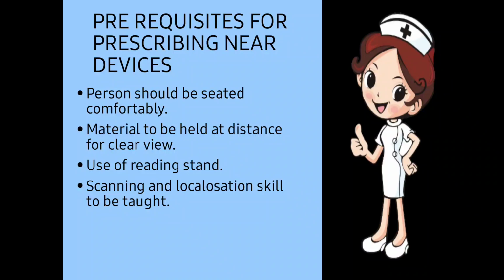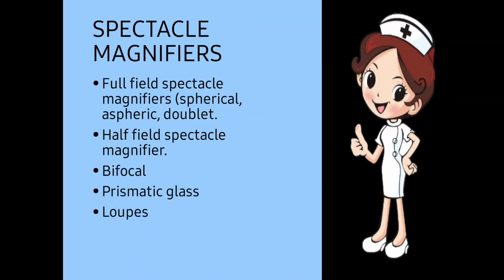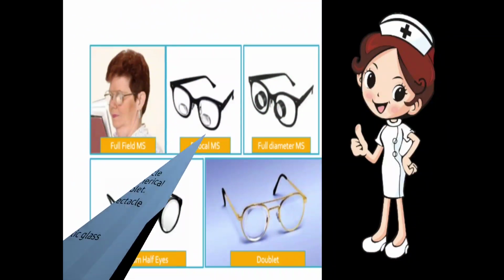Next one, use of a reading stand. Scanning and localization skill to be taught. Scanning means how he or she has to scan it. Localization means moving from one word to another, how he or she has to go. Next one, spectacle magnifiers. The spectacle magnifiers used are: full field spectacle magnifier, half field spectacle magnifier, bifocals, prismatic glass, and loupes. So let's see.